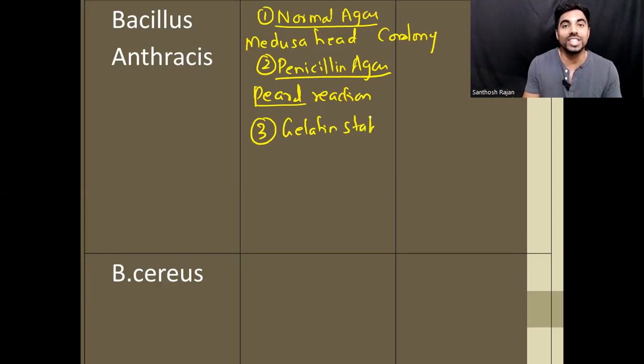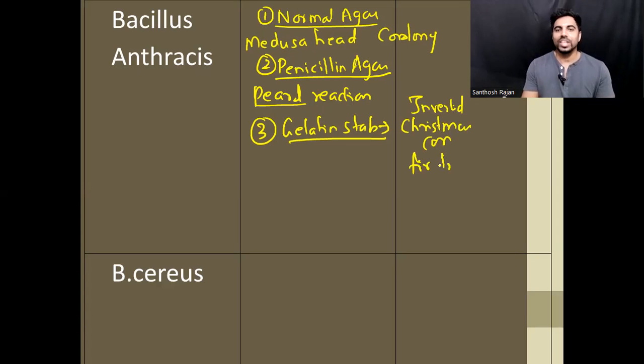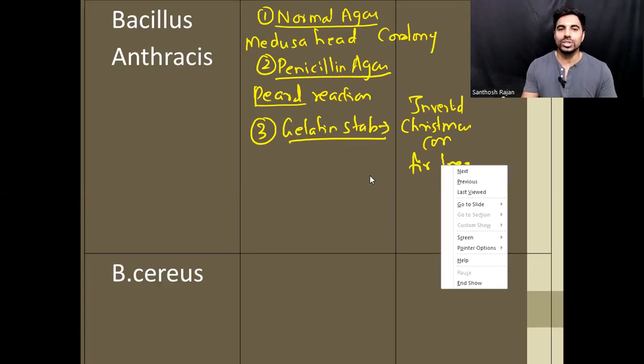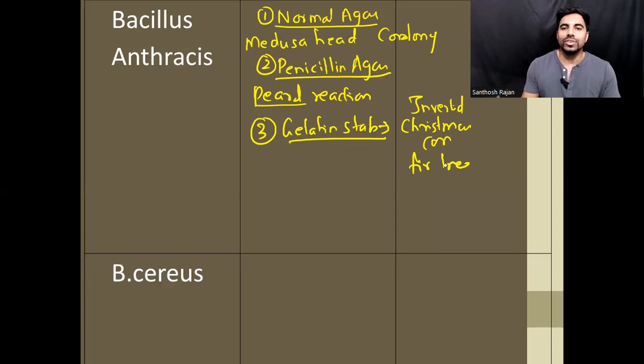In gelatin stab, you saw that picture. What was that? That is the inverted picture. She loves Christmas, Andrea loves Christmas. So, a Christmas tree or inverted. That's actually an inverted Christmas or fir tree. Okay, fir tree, inverted Christmas or fir tree. You know this one. Okay, you got it.